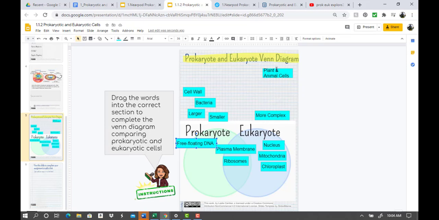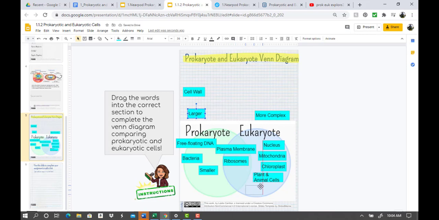Okay, plant and animal cells. So I hope you saw in the resource that plant and animal cells are eukaryotes. So that means our other organism, bacteria, would be prokaryotes. Larger and smaller, so just relative size to one another. We saw in the very first slide in Nearpod that eukaryotes were much, much larger. Remember the cheek cell compared to the bacteria.